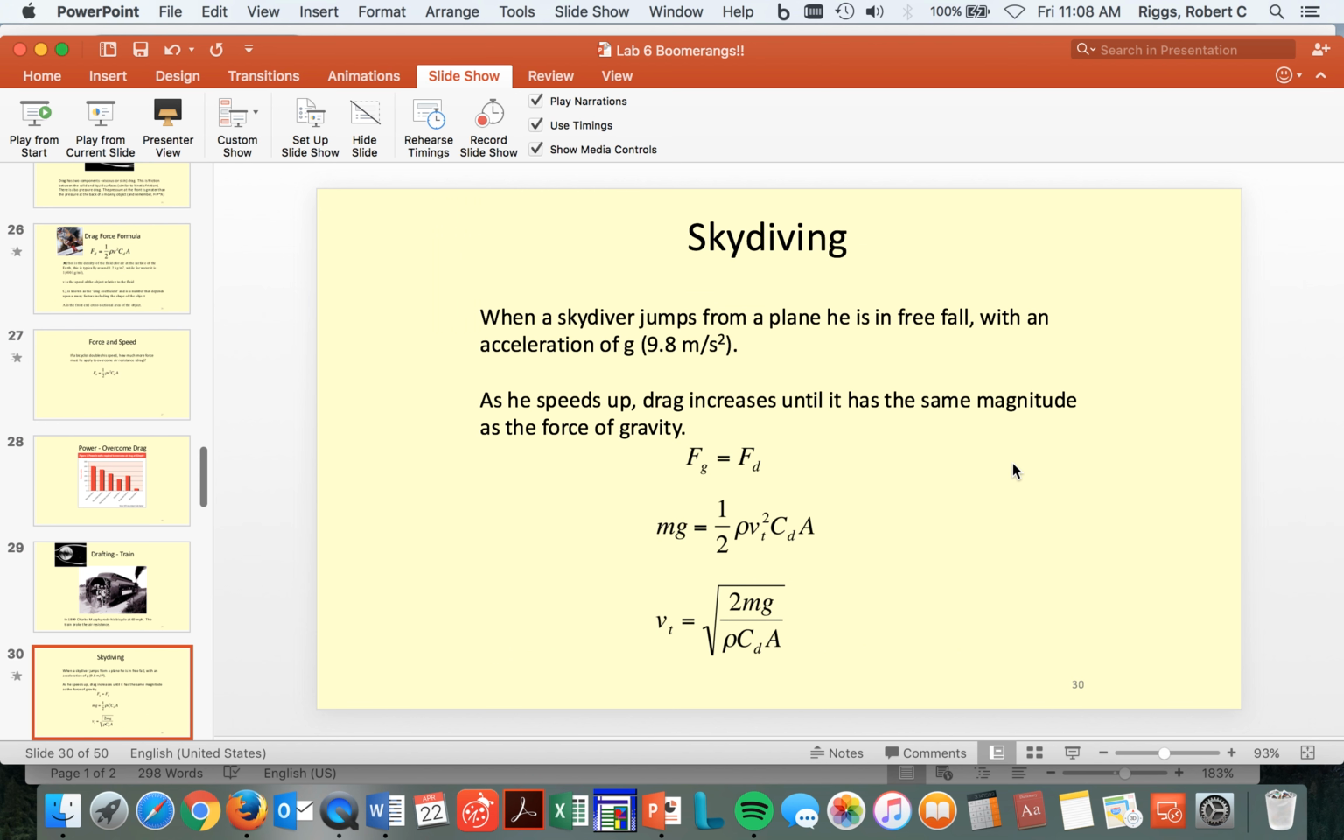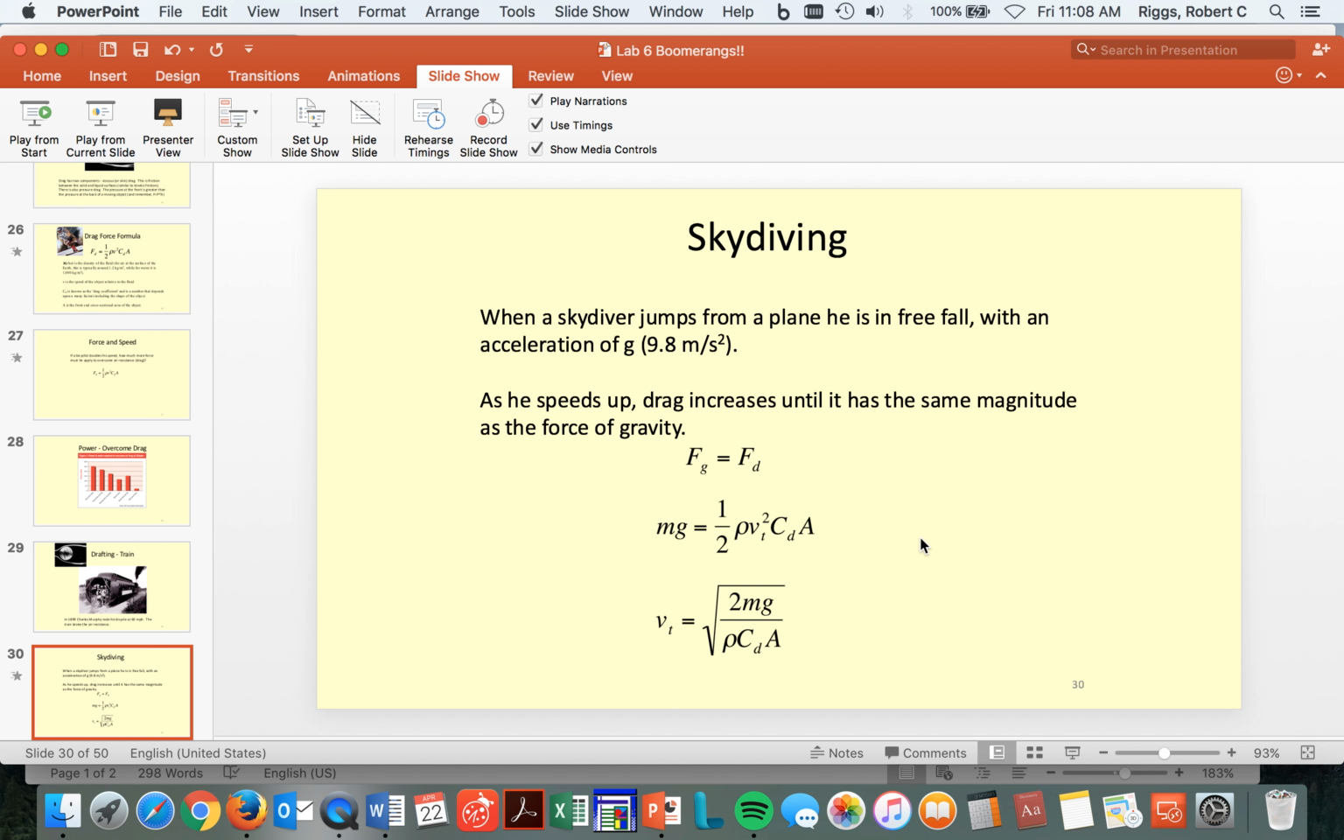Okay. Skydiving. When a skydiver jumps from a plane, he's in free fall. I was going to have a skydiving thing where we dropped little parachute monkeys, but I didn't have a way to get them to you. Besides, this is our last lab that we're doing anyway.